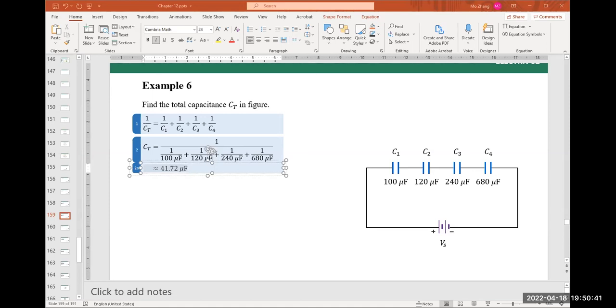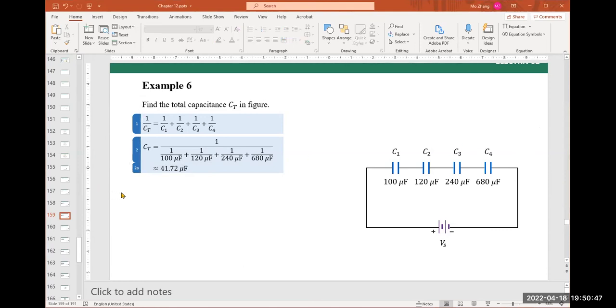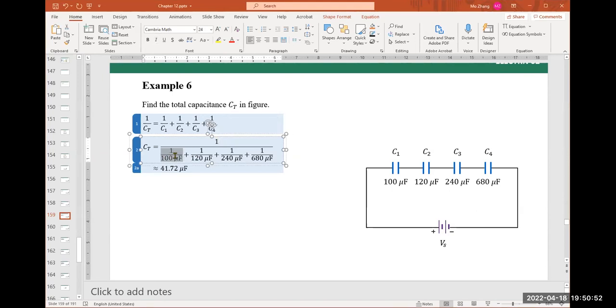Professor, would you be able to repeat the step? Is it you're dividing, it's 1 and then divided by 1 divided by the 100 microfarads plus, and then 1 divided by, okay. Thank you. You're welcome. Here, every term has microfarad, so I just omit the unit and just enter the number. And then just get a number. And I know at the end, since every term is microfarad, the result must be microfarad.